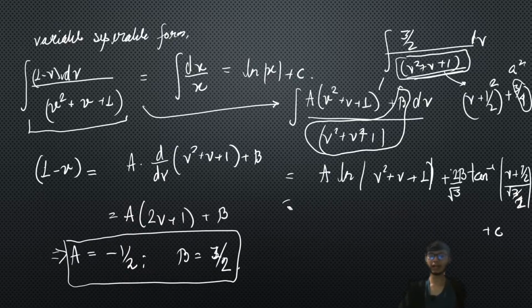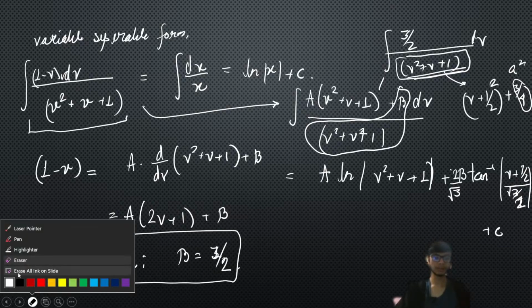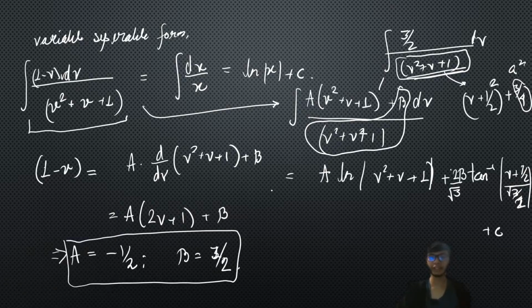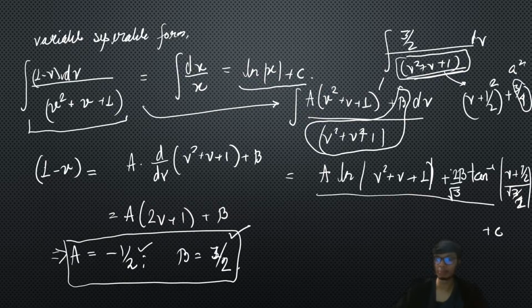Therefore your ultimate solution to this differential equation is given like this. You have the right hand side as ln x plus c is equal to this particular side where you have the value of a and value of b. That is going to be our final answer. We are not going to leave the answer in terms of v, but rather we will substitute back v as y upon x. So please don't forget to do this part. Fine. I hope this part of the solution is clear to you.